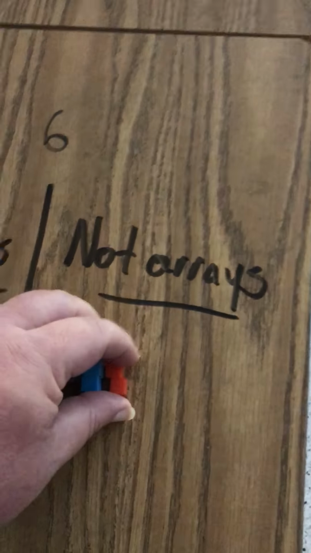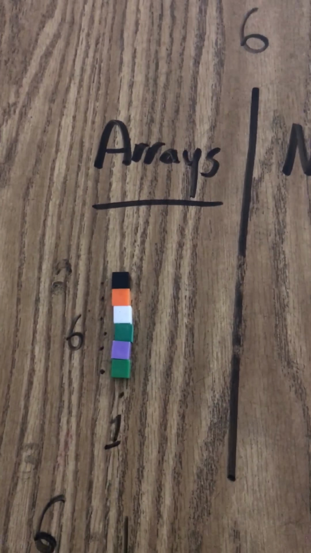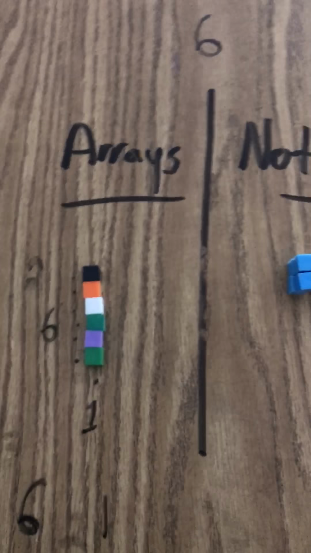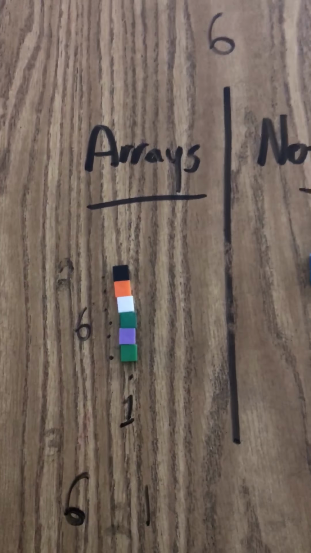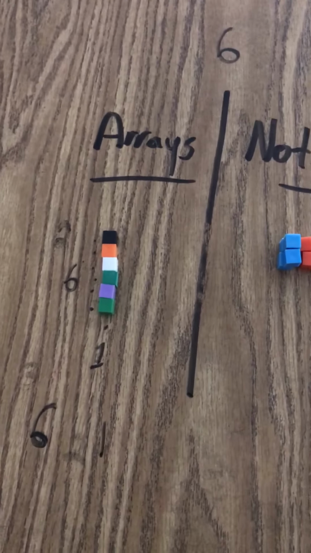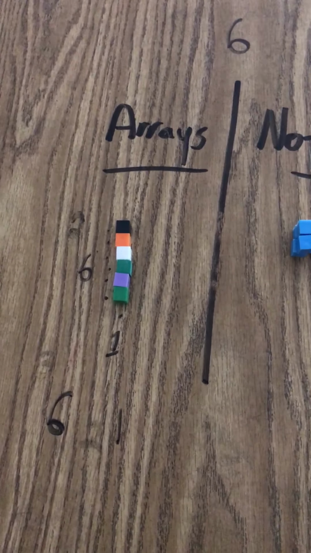So, the takeaway here is that an array is a square or rectangular shape that is completely filled in, that has an equal number of rows. All the rows have the same number of parts, and all the columns have the same number of parts.